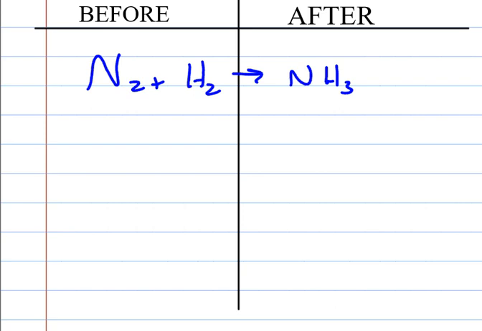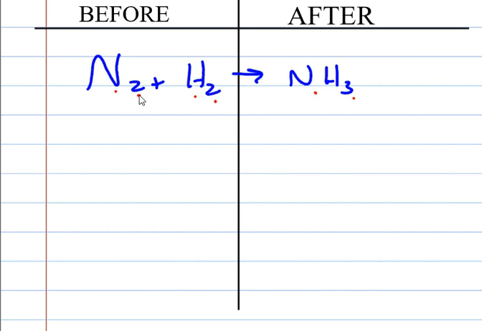When we start and check, I notice that there are 2 nitrogens before the arrow, but only 1 after. There are 2 hydrogens before the arrow and 3 after. In no way does this balance. There are several strategies you can use to balance the reaction.